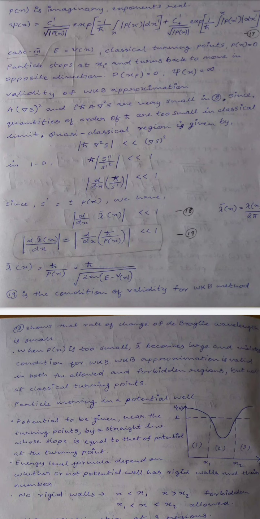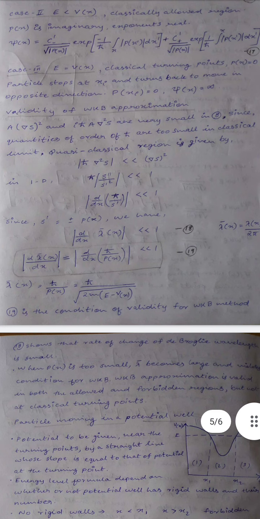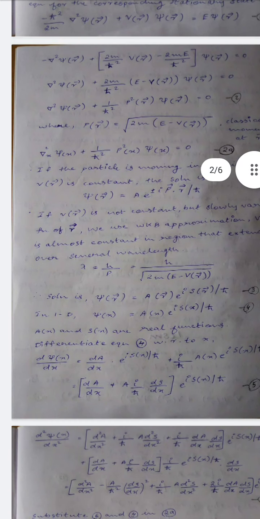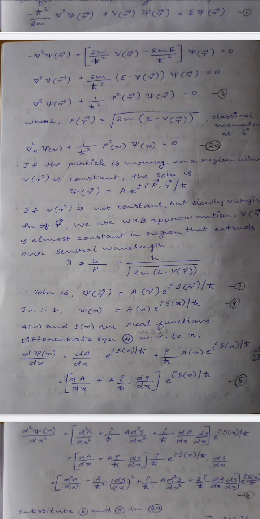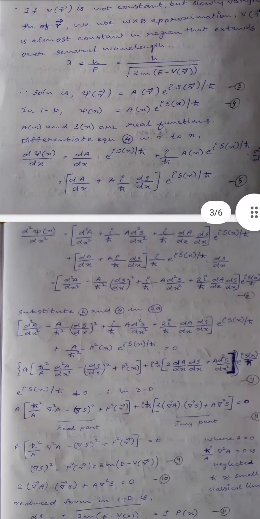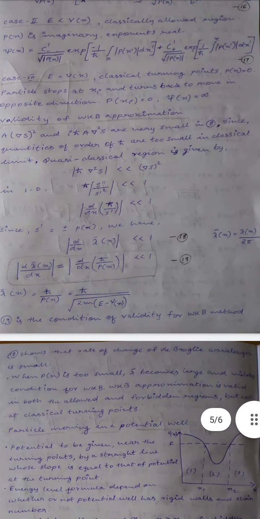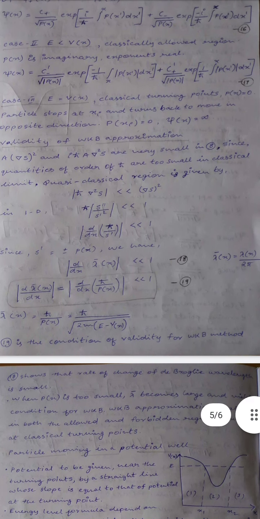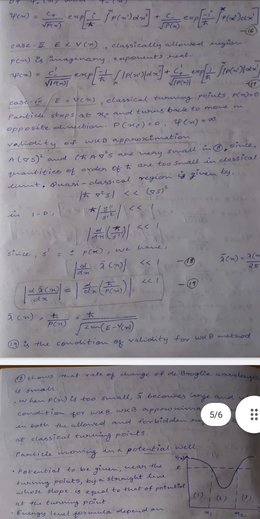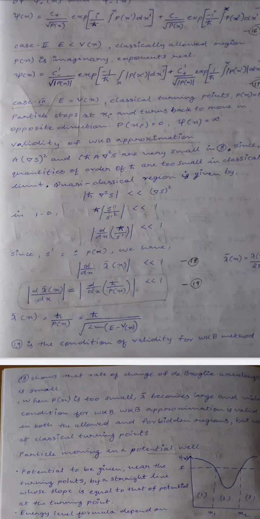Substitute psi of r equal to e raised to i S of r by h cut in equation 2. In equation 2, that is del squared psi of r plus 1 by h cut squared p squared of r psi of r is equal to 0, and multiply the equation by h cut squared. Then we get the equation i h cut del squared S of r minus del S squared plus p squared of r is equal to 0.